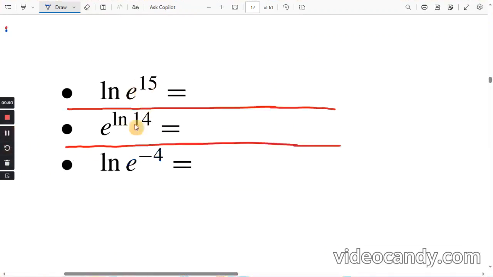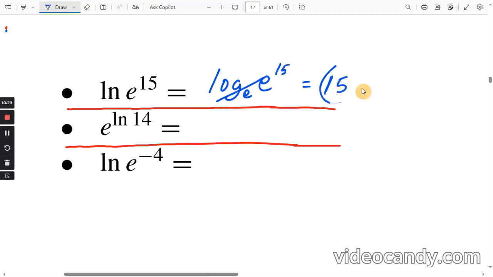All right, try these 3, please. They're very simple. Just evaluate each one. Tell me what they equal. All right, ln of e to the 15th. You don't even have to write all this, but just remember that ln is actually the same as log base e. And that's log base e of e to the 15th. We just said if the base of the log matches the base, they cancel, and you are just left with 15.